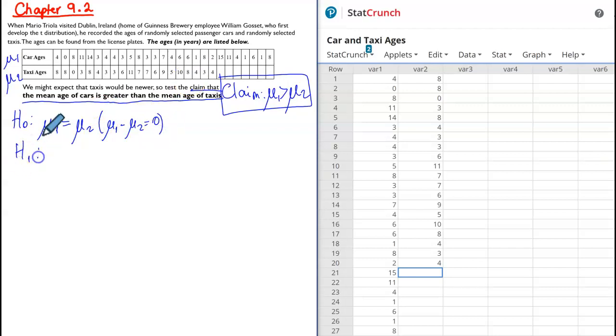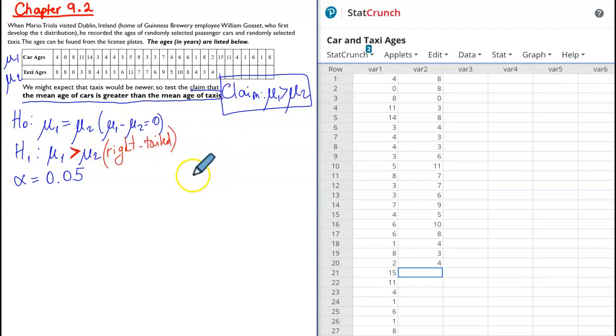Alternative hypothesis will be our original claim, since our original claim does not have the equal sign. Mu1 is greater than mu2. Let's use significance level of alpha 0.05. We need to identify whether the test is left-tailed, right-tailed, or two-tailed. Because alternative hypothesis has greater than sign, the test is going to be right-tailed.